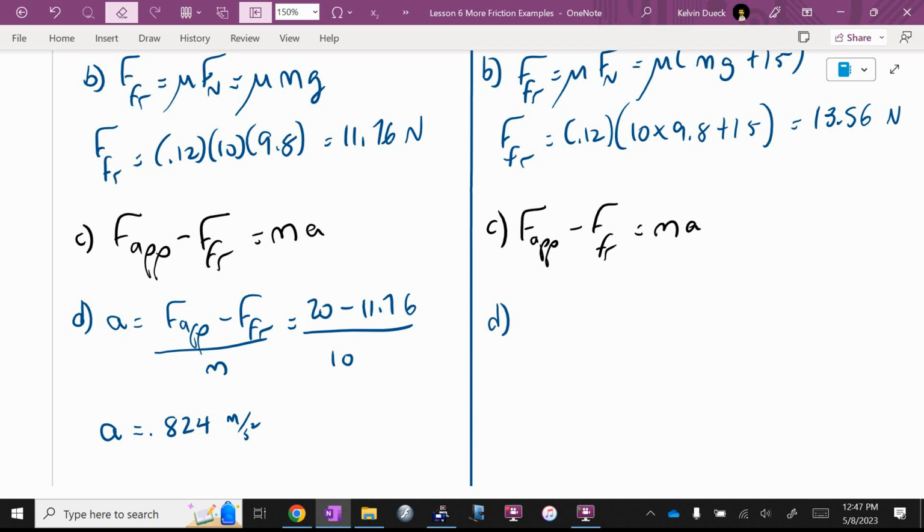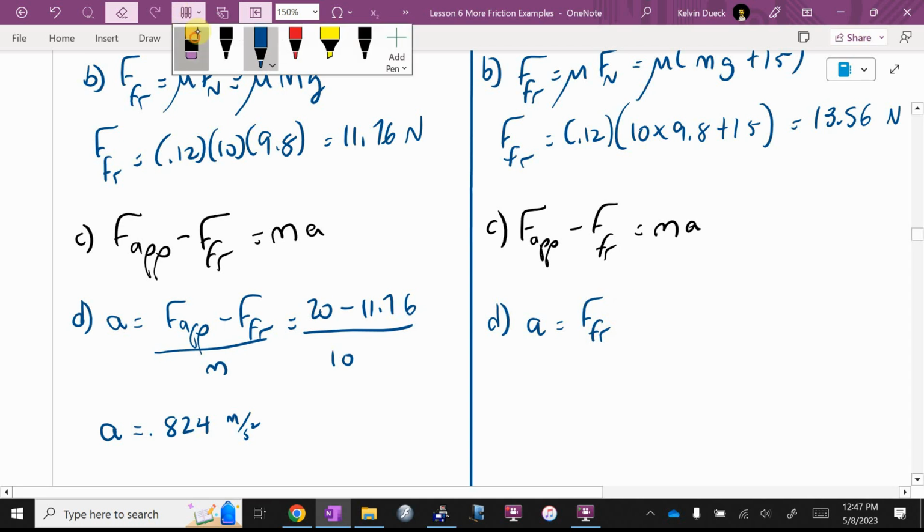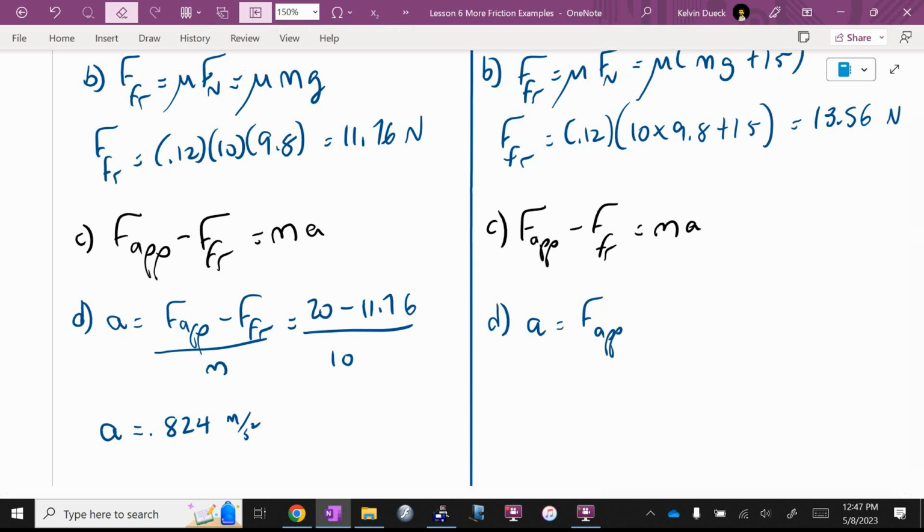In fact, I think it's going to be the same equation, but we're going to input different values. It's going to be, again, divide by M using Cooper's theorem. Oh, I wrote friction first for some dumb reason. It's going to be F applied minus friction all over M. This time it's going to be 20. Friction was 13.56 all over 10.